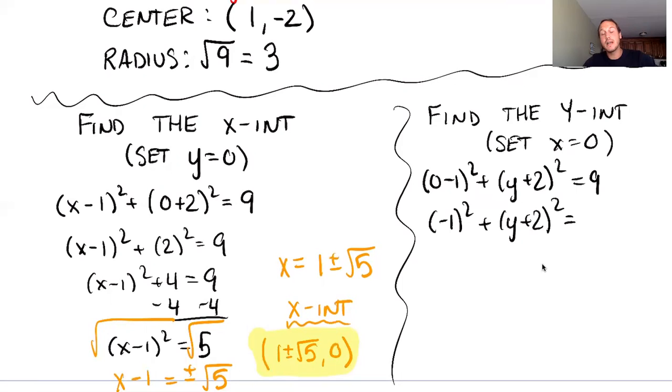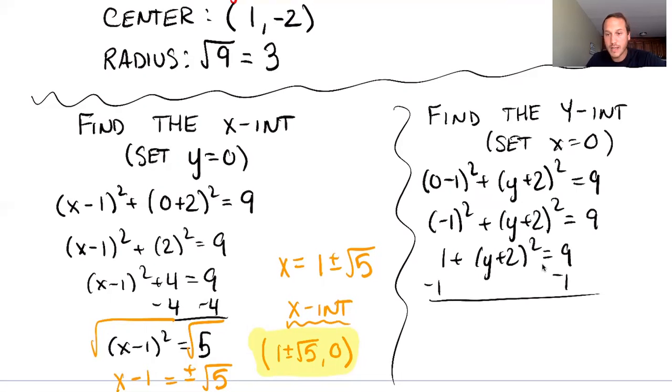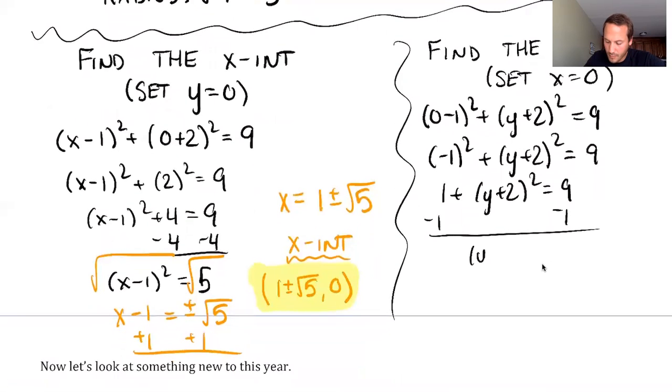Do not multiply. I do not want you to. Don't do it. You make your life so much harder. Leave it as y plus 2 squared. Leave it as x minus 1 squared. I have 1 plus y plus 2 squared is equal to 9. Subtract 1 on both sides. I've got y plus 2 squared is equal to 8. Now again, what did we want to do last time? Square root both sides. y plus 2 equals plus or minus radical 8.